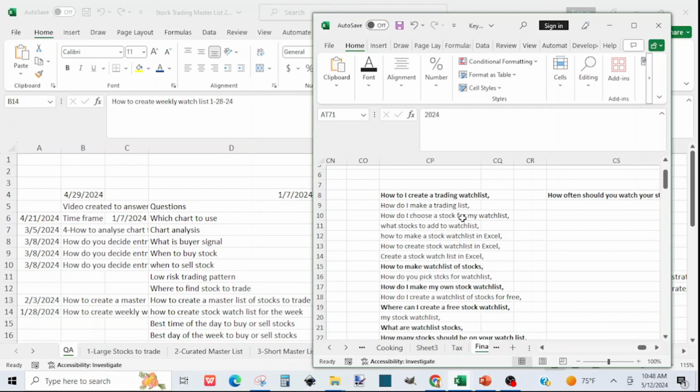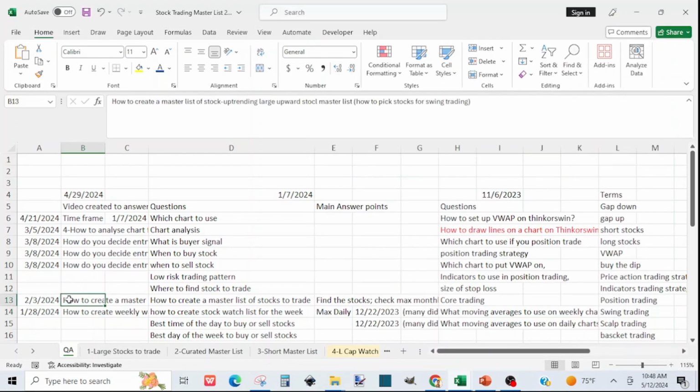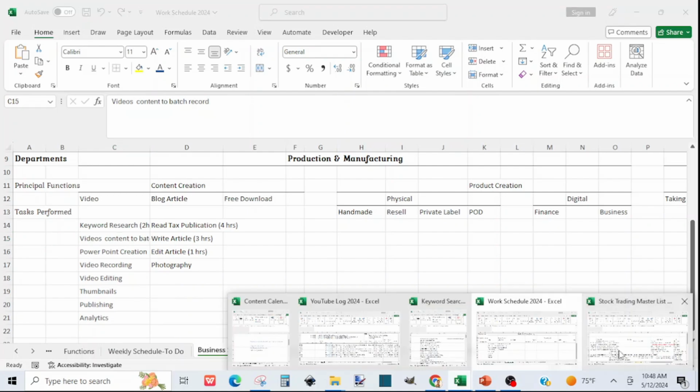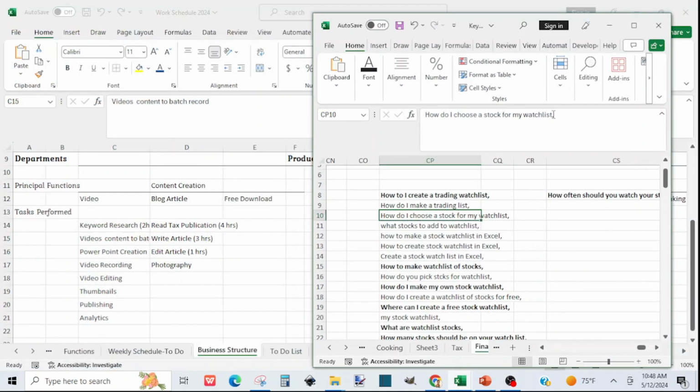How do I choose a stock for my watch list? The first one could answer, how do I choose a stock for my watch list? This, how to pick a stock for swing trading. You can see how, because either how to make a stopwatch list in Excel. So, how to make a watch list of stock. How do I make my own stock watch list? So, okay.